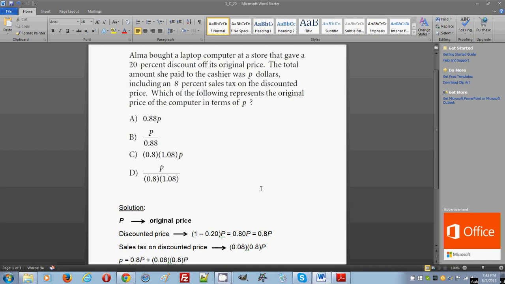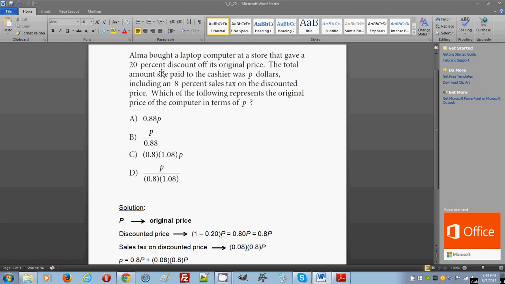Okay, so this is a typical word problem that requires you to understand the mathematical symbols behind the words that you will read here. Okay, so let's go step by step. Alma bought a laptop computer at a store that gave a 20% discount off its original price. So from this we understand that there's an original price and the store gave Alma a 20% discount.